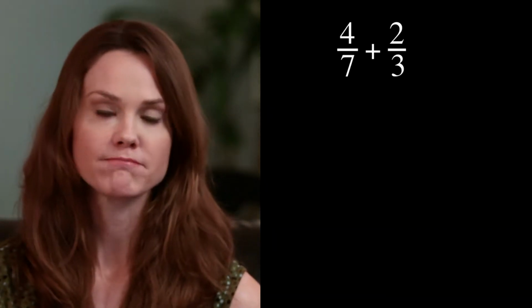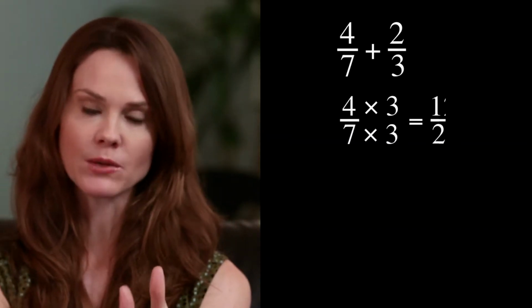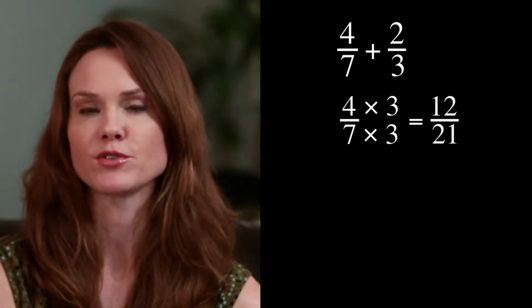With adding, you want to always convert to a common denominator, if, of course, you weren't plugging it into your calculator. So you'd have 4/7 plus 2/3. You want to find a common denominator of 7 and 3, so I would use 21. To get from 7 to 21, you have to multiply by 3. And whatever you do to the bottom, you have to do to the top. So 4 times 3 is 12. So our new fraction would be 12 over 21.